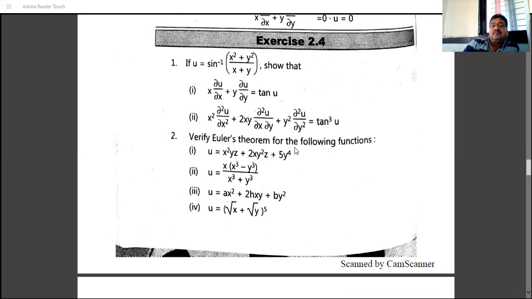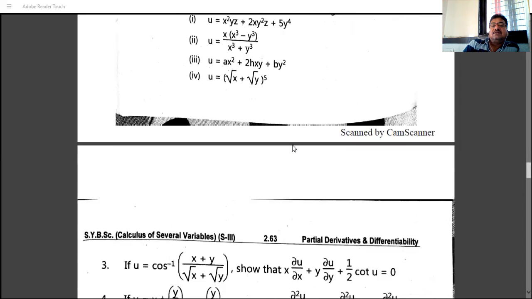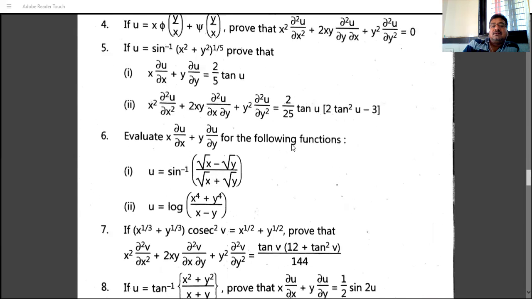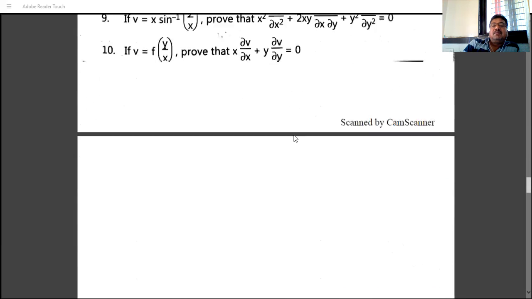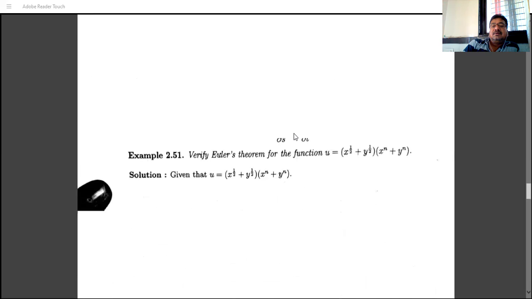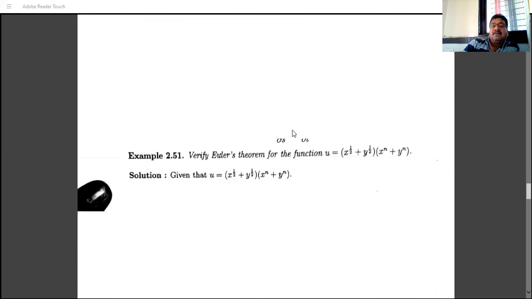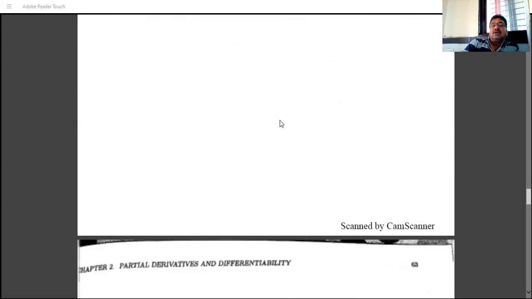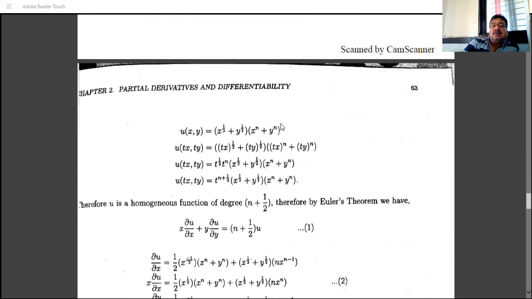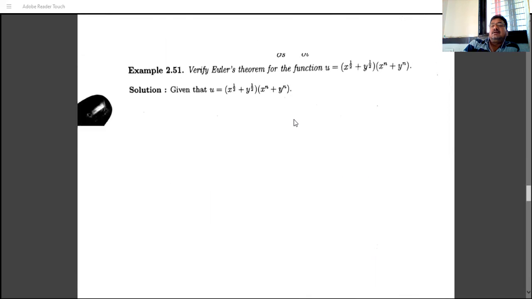So these are some problems for exercise. Solve all these problems by Euler's theorem or its corollary. Okay, so these are some solved examples related to Euler's theorem. We will see more in the next lecture.